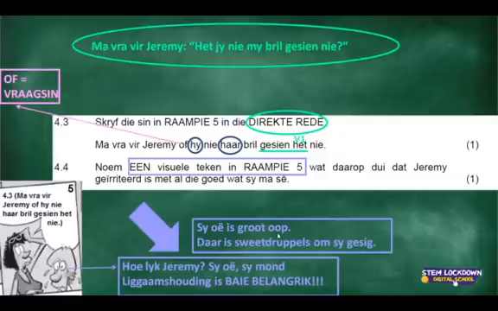Sy oë is groot. His eyes are wide open. Daar is sweetdruppels om sy gesig. There are drops of sweat around his face. Jy kon self gesê sy mond is vreemd getrek. He's got a funny way of pulling his mouth, you only needed to mention one. Okay, so if you just wrote sy oë is groot oop, then you'll get the mark.